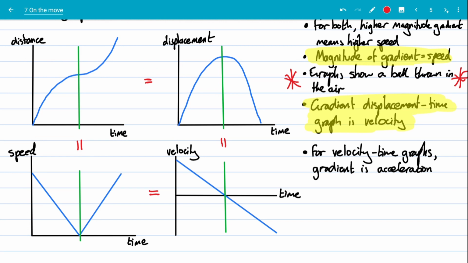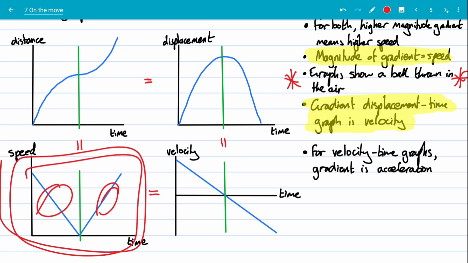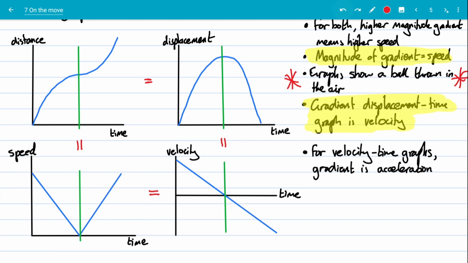So for velocity time graphs, the gradient's the acceleration. What about for speed time graphs? Well, the gradient is negative here because we are slowing down. So we could say that the magnitude of that gradient is the deceleration. We could say that. What about here? Well, we couldn't really draw any conclusions from the gradient there. The speed is increasing, so it's not decelerating. But we don't know whether the acceleration is positive or negative from this graph alone. It doesn't have any direction information.